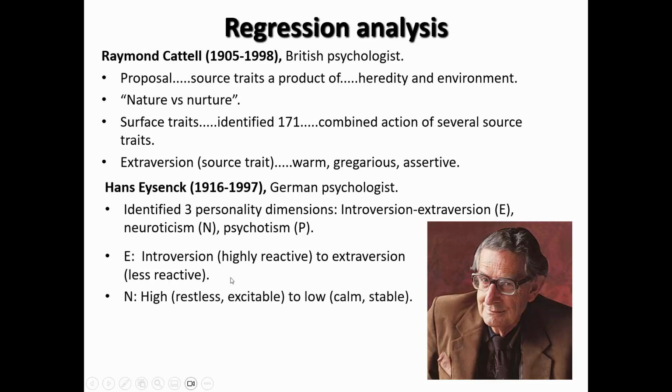In terms of neuroticism, once again, Hans Eysenck identified a continuum for this particular source trait. So highly neurotic was characterized by a person who exhibited behaviors that could be described as restless or excitable, through the continuum to the other extreme, where a person who would score on the low end of the scale is somebody that will be calm or stable.